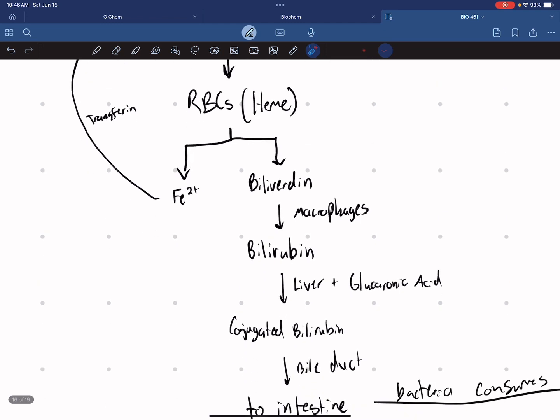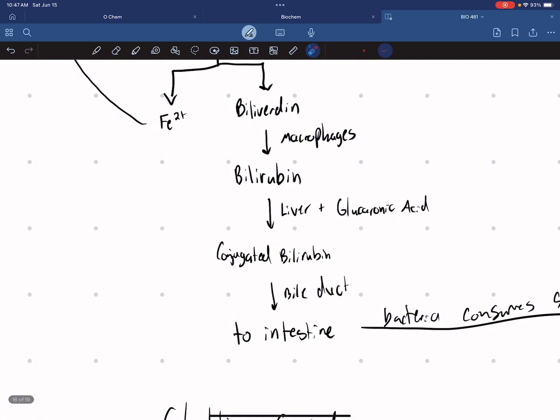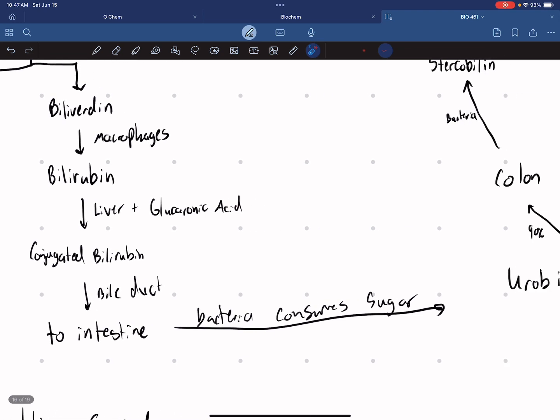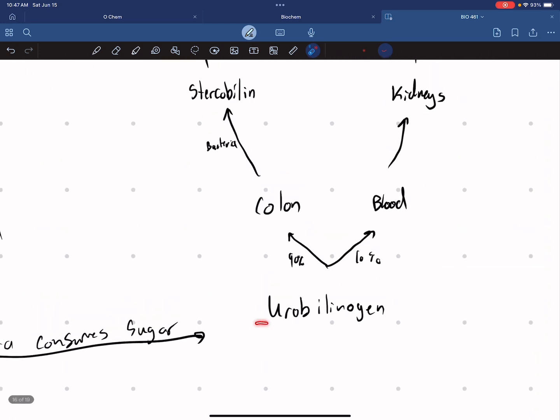Bilirubin will be brought to the liver and will be combined with glucuronic acid to become conjugated bilirubin. This conjugated bilirubin will travel through the bile duct to the intestine, and that glucuronic acid, or the sugar, will be consumed by bacteria in the intestine and then become urobilinogen, which is the name after that bacteria takes up that sugar. About 10% of this urobilinogen will go to the blood and about 90% will continue through the colon.